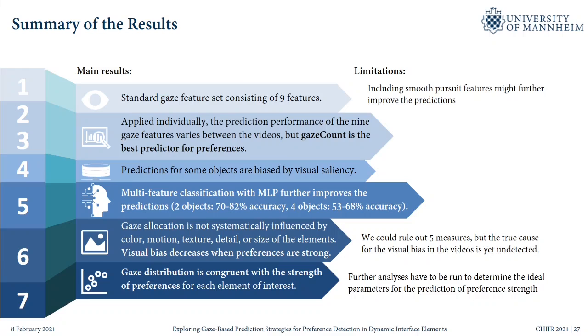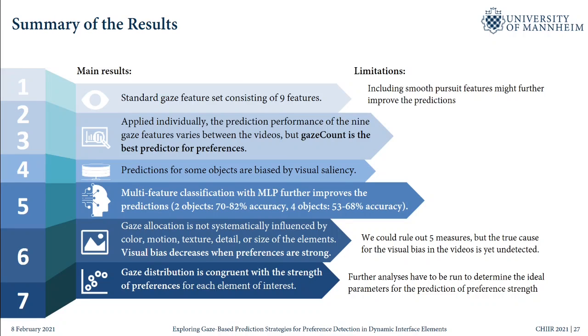Summarizing our findings, we defined a standard set of 9 gaze features that promise robust predictions for preferences about dynamic objects. So far, we did not include smooth pursuit features, which we suspect could be beneficial for the predictions. We then found that applied individually, the prediction performance of the features depends on the video, but we also found that accumulated gaze points on an element are overall the best individual predictor.